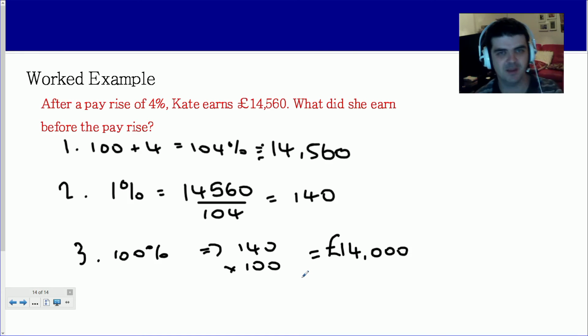She got a 4% pay rise, which was equivalent to £560 by the time the tax man, the national insurance, the pension and all gets her hands on it. She's probably earning an extra tenner a month. God love you, Kate. And that finishes our complex calculations video.